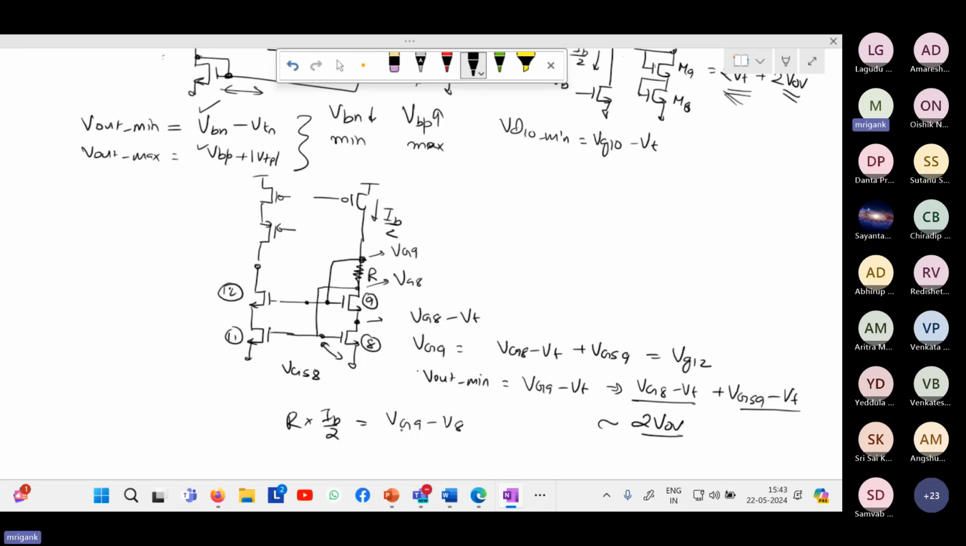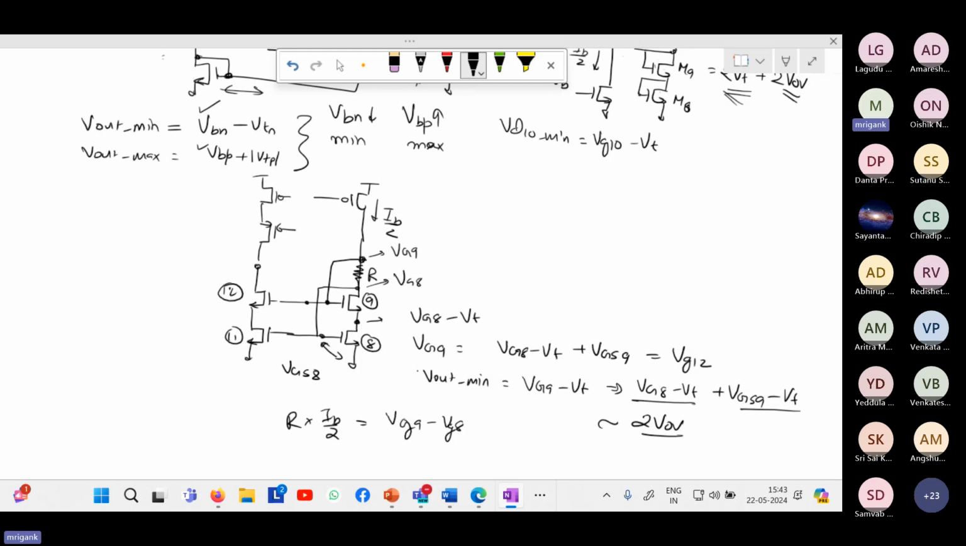Less than or equal to VTH means what? What should be less than VTH? This product I_B into 2R, because this point, which is VG9 and VG8, is basically the drain of M9, right? So that's VD9. For a MOSFET in saturation, I know that VD9 should be greater than or equal to VG9 minus VT, that is the constraint on VD.